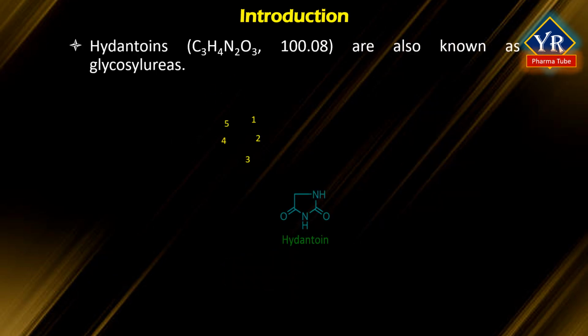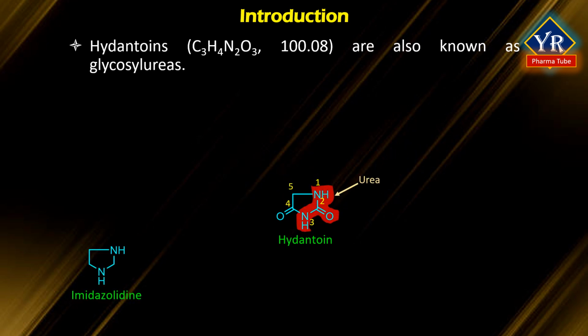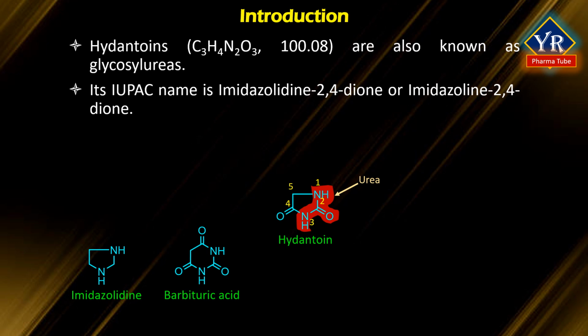Hydantoins are chemically known as glycosylureas. They are the oxidized derivatives of imidazolidine. Therefore, they have imidazolidine 2,4-dione heterocyclic ring system and are related to barbiturates in having an alpha-glycosylureide structure. Its IUPAC name is imidazolidine 2,4-dione or imidazoline 2,4-dione.